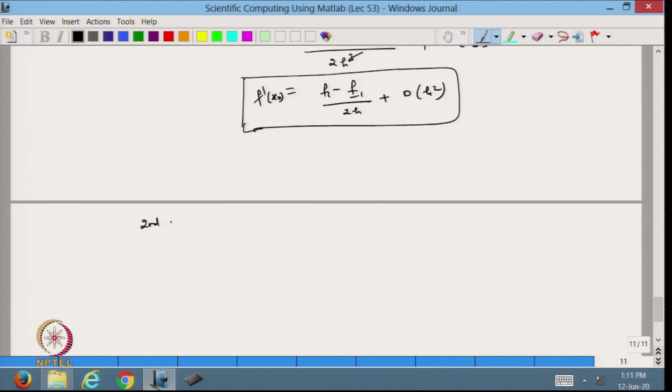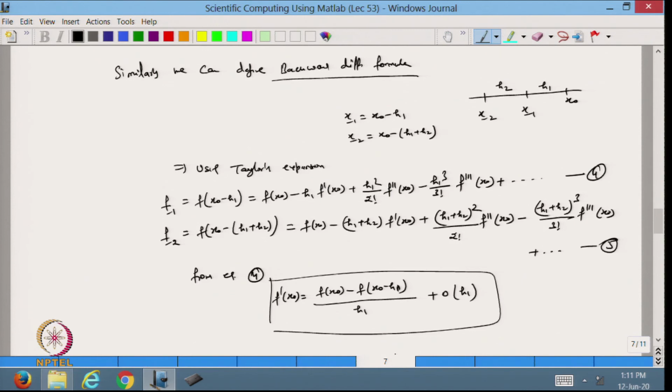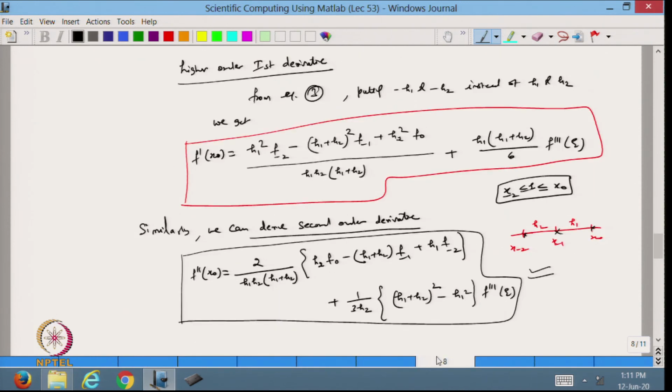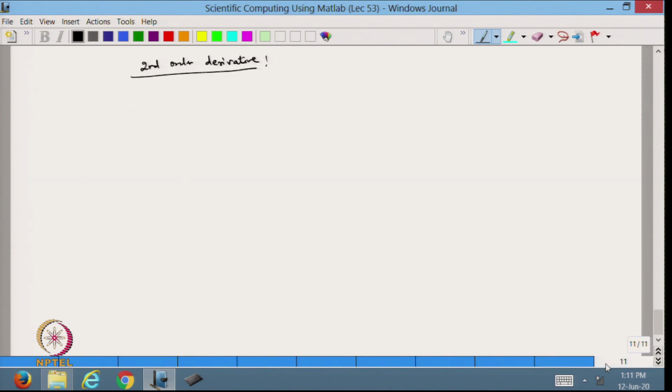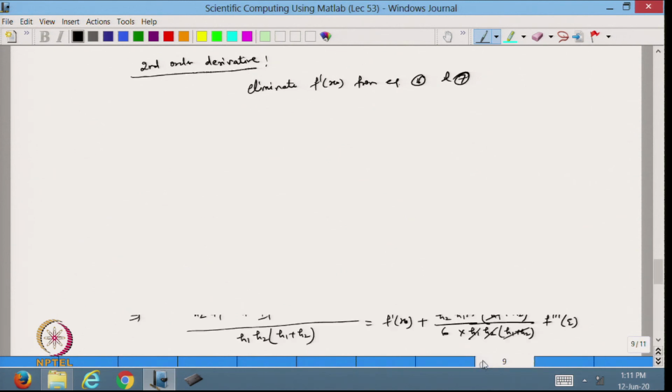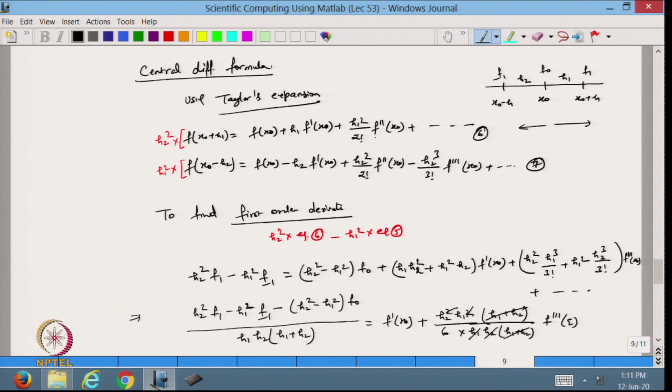So second order derivative. So I can eliminate, from equations 6 and 7, f dash x naught. So we can eliminate that one. So how can we eliminate? I want to eliminate the first order term. So I will multiply this by h2 and this by h1 and then we will add.